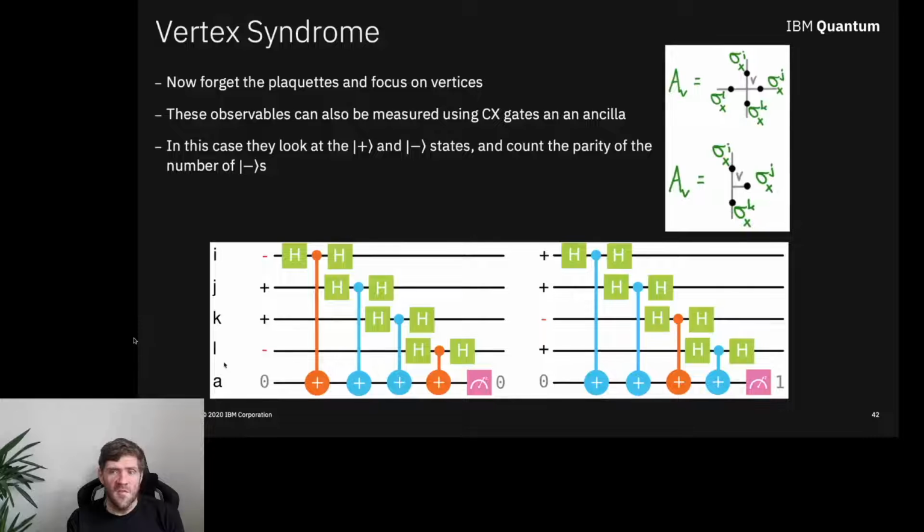So now let's move on to the Vertex Syndrome. The Vertex Syndrome looks for parity in terms of the pluses and minuses. One way we could do that is reverse the direction of our controlled NOTs and use a phase kickback effect. But here in this circuit I'm just showing that we do Hadamards either side of the control, so that they're effectively controlled on the plus and minus states rather than the 0 and 1 states. And otherwise, it's exactly the same as before.